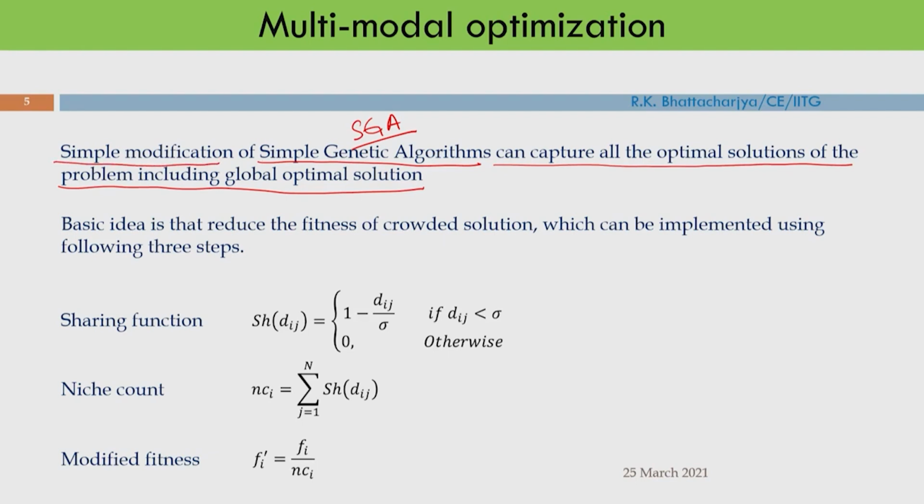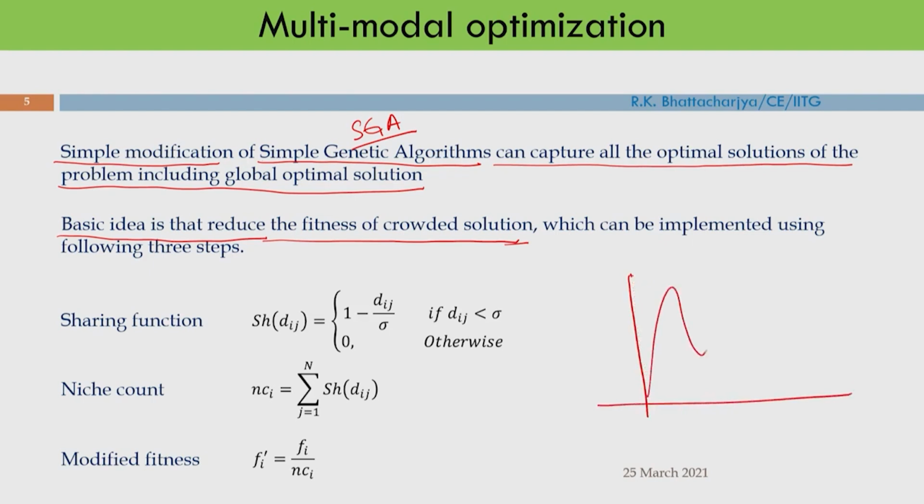So, I can capture all the optimal solutions of this problem. The basic idea is that you reduce the fitness of crowded solutions. That means, if a solution is crowded, then you reduce its fitness.